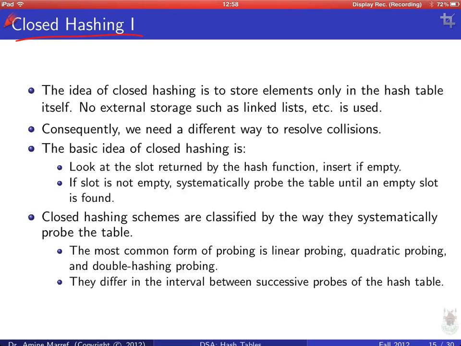Okay, so in open hashing, we said that in order to insert a key, all the keys that collide to the same slot in the hash table form one linked list. In closed hashing, we are not going to form a new linked list. However, we are going to store everything inside the table itself. And we do that using what we call a probing sequence.